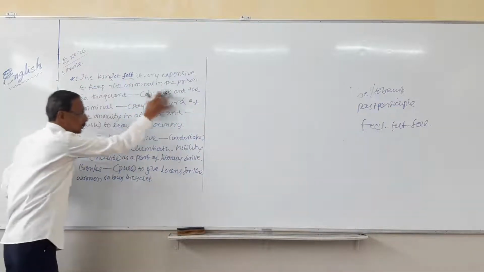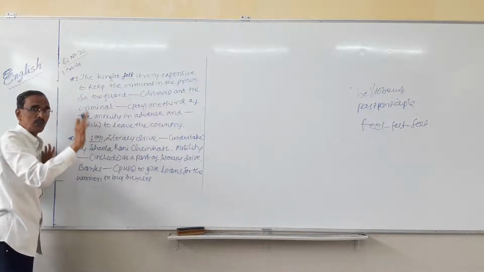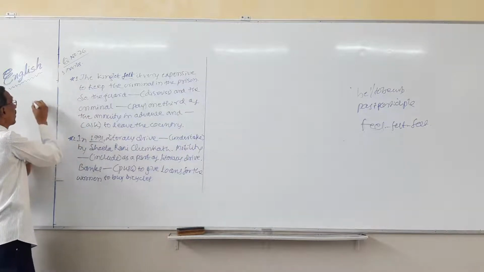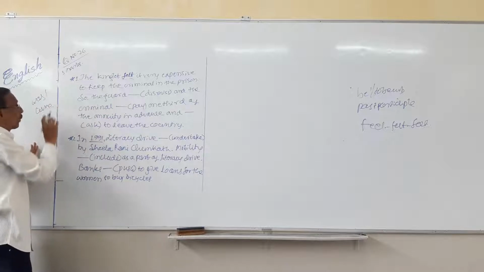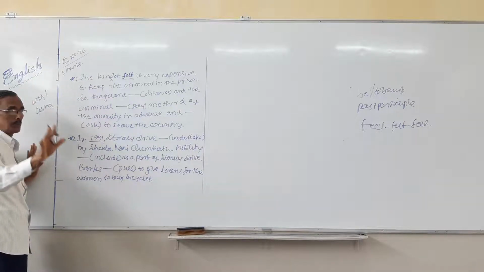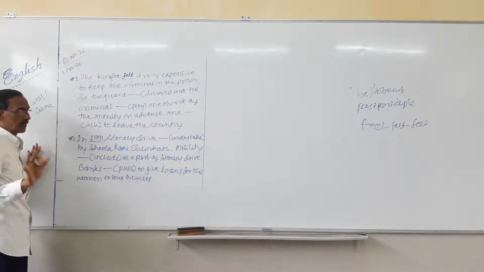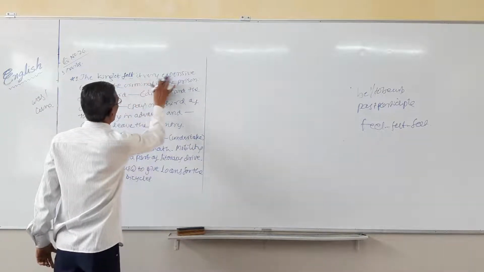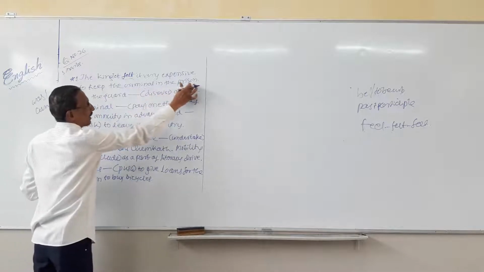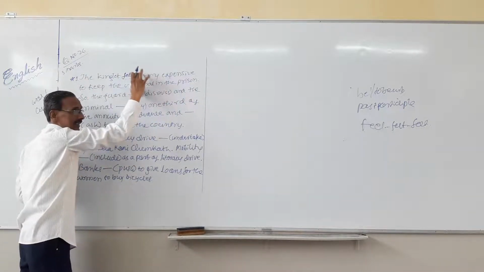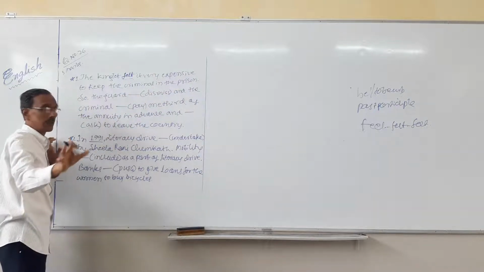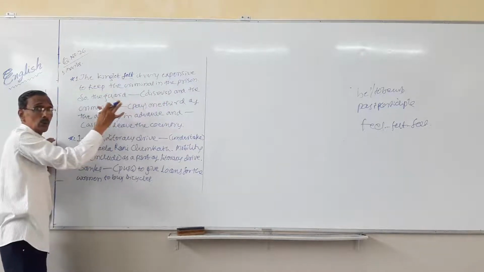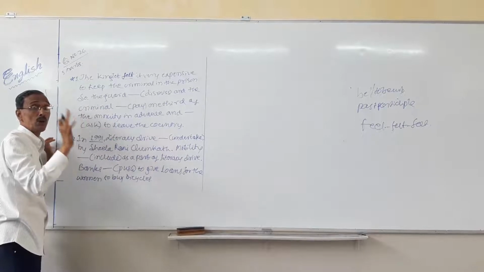So we have to use in these blanks the past tense form of the be verb. Past tense form of the be verb means was or were. Was should be used wherever there is a singular subject, and were wherever there is a plural subject. Now let us solve this question. The kinglet felt it very expensive to keep the criminal in the prison. We have to write it as it is. The sentence as it is you have to write in your answer paper. If you do not write the sentences given here in your question paper, you will lose marks. There is most probability of losing marks.